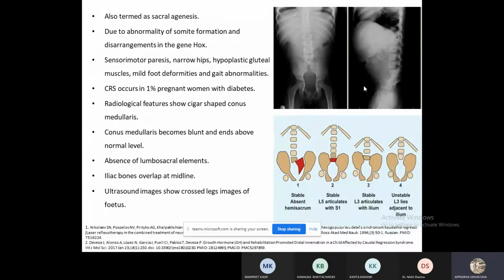Ma'am, as we can see in the first picture in the slide, narrow hips and iliac bones overlapping are present over the midline. There are 4 types of caudal regression syndrome, 4 grades: grade 1, grade 2, grade 3, and grade 4. Grade 1 is stable, absent hemisacrum. Grade 2 is stable, L5 articulates with S1. Grade 3 is stable, L3 articulates with the ilium, and grade 4 is unstable, L3 lies adjacent to the ilium.